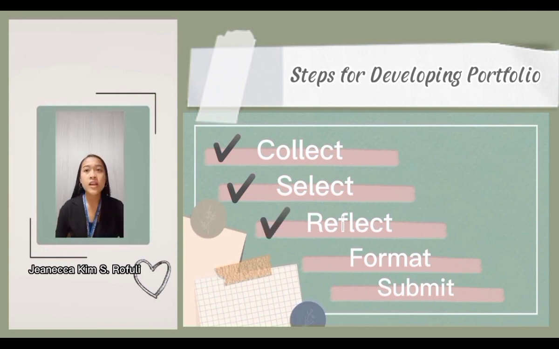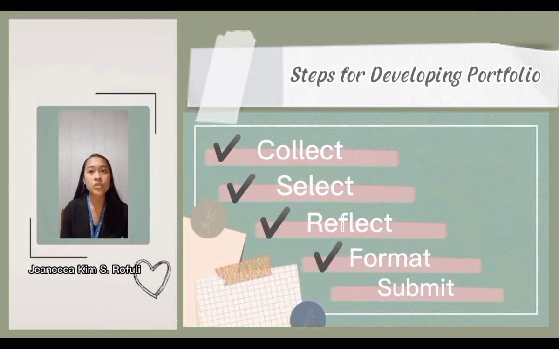So for the reflect, it gives students directions on how to write a one or two page reflective essay that explains why they selected the particular examples, how the pieces demonstrate their achievement of the program outcomes, and also how their knowledge, ability, and attitude changed. For the format, it tells students the format requirements like type of binder, font, style guide requirements, and online submission requirements.